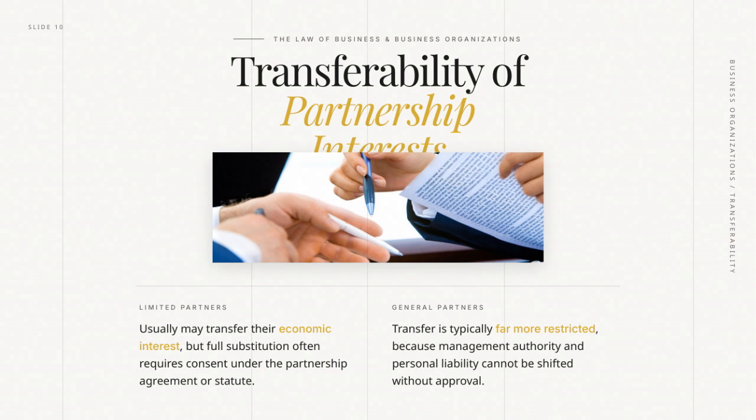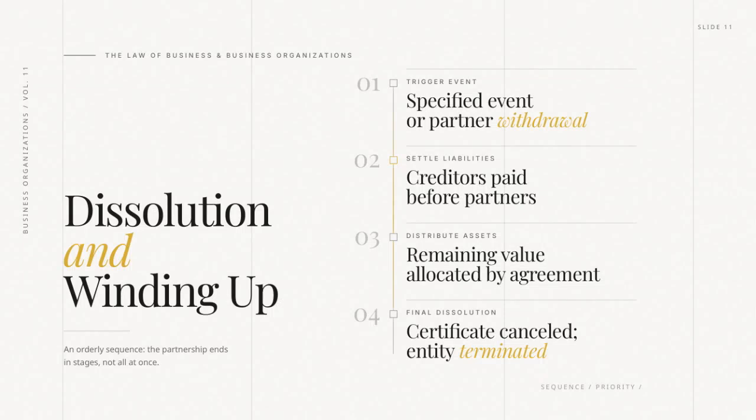When a partnership dissolves, it doesn't just end abruptly. Instead, the process happens in an orderly sequence. First, a trigger event occurs. This could be a specific event outlined in the agreement or a partner deciding to withdraw. Next, the partnership needs to settle all its liabilities. That means paying off creditors before anything else. After that, any remaining assets are distributed among the partners.